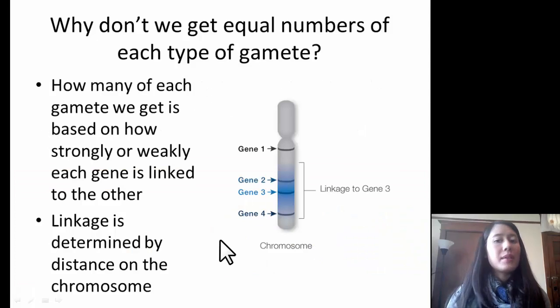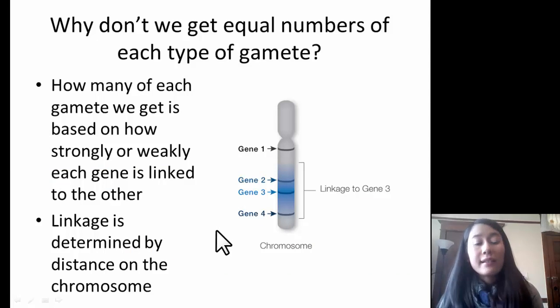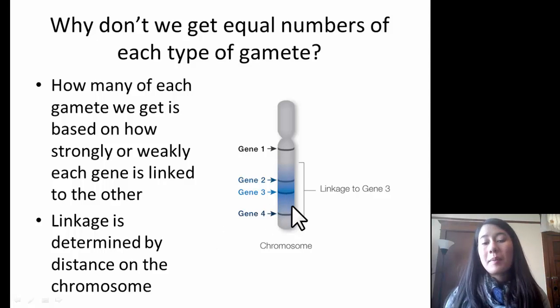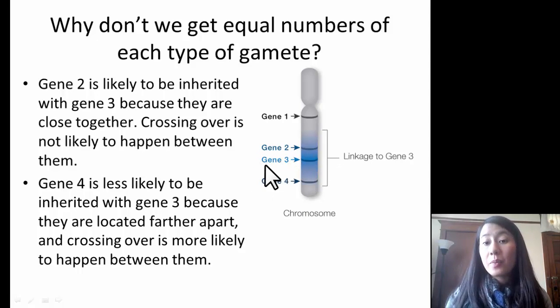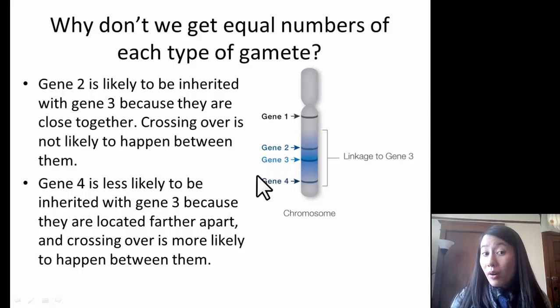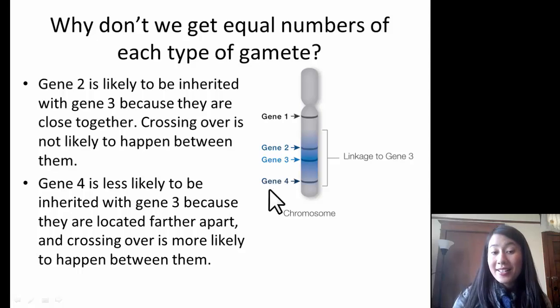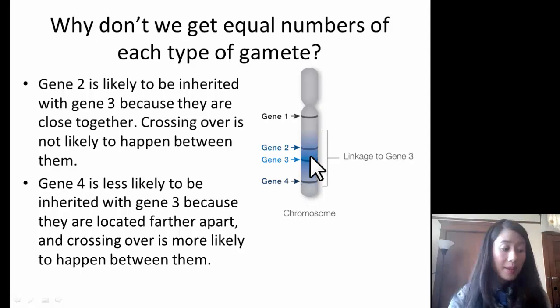Scientists like to look at this and we talk about the strength of a linkage. Is it strongly linked or weakly linked together? And linkage is determined by how close together the genes are on the chromosome. For example, if we look at here, gene 2 is likely to be inherited with gene 3 because they're really close together. Crossing over is just less likely to happen directly in between those 2 genes. However, we compare that to gene 4 and gene 3, they're less likely to be inherited together because they're located farther apart. It's more likely that crossing over could happen within this larger space than within the smaller space above it.